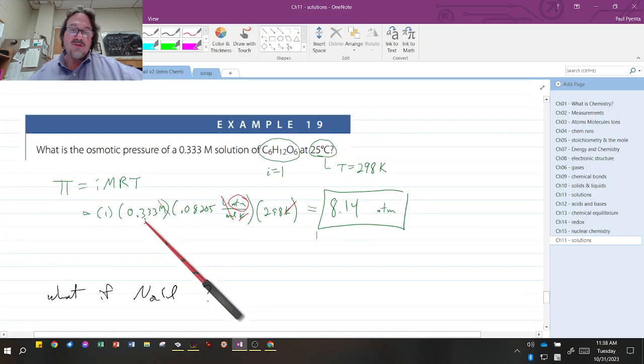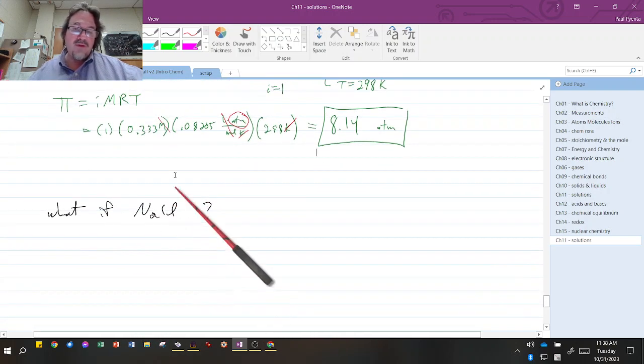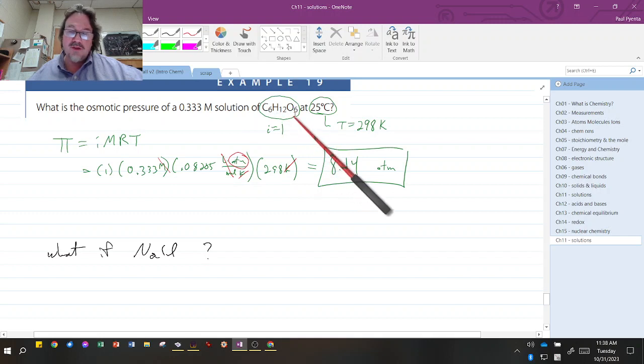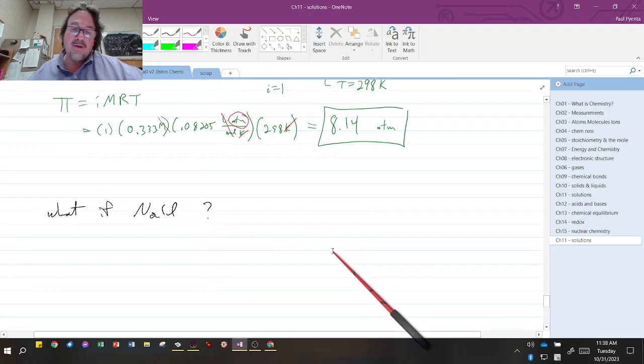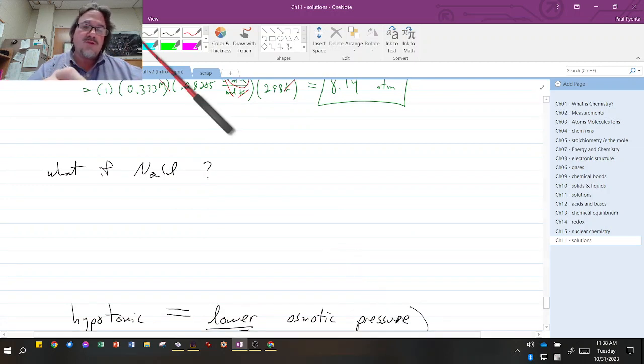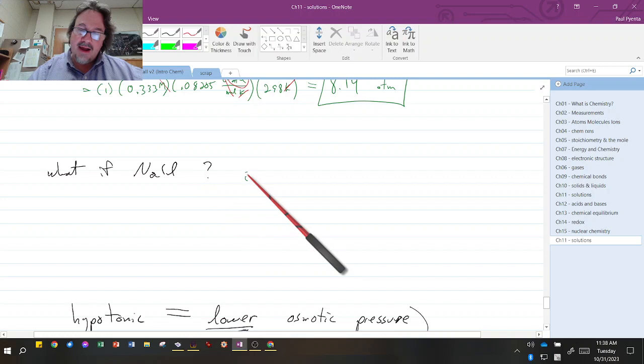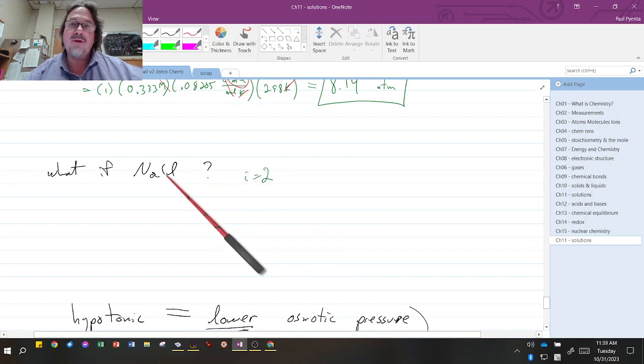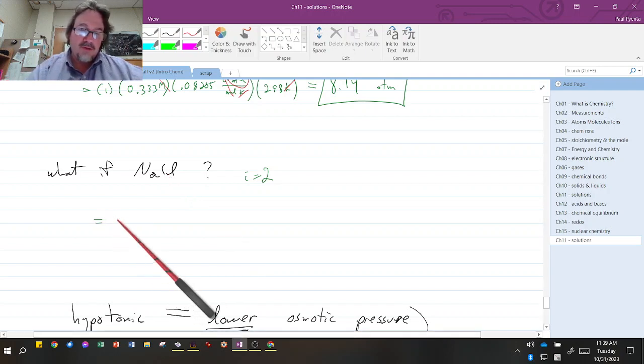They didn't ask this, but as a follow-up, what if instead of this glucose, this sugar, the solute was sodium chloride? I thought that would be interesting to follow up on. Well, sodium chloride, the i equals 2 because that's ionic, and when it breaks up, you have Na plus and Cl minus, so you'll have 2 pieces. So i equals 2.